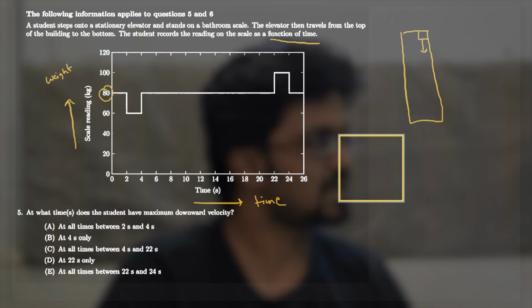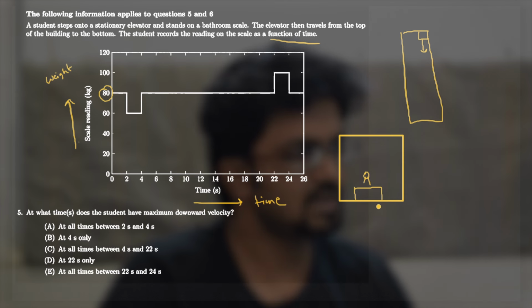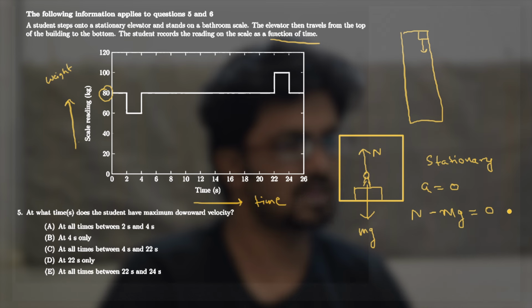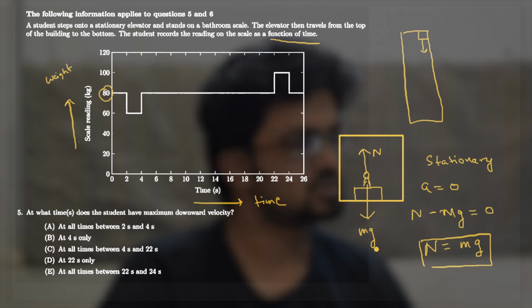There is this person standing on a weighing machine. As the lift is stationary, the weight of the person, mg, will act in the downward direction because it is always attracted towards Earth. In reaction, a normal reaction will act opposite to the direction of the weight. There is no acceleration at this time, so we can frame that N minus mg is equal to 0. So the normal reaction is equal to the actual weight of the person. When the lift is at rest frame, this 80 kg weight was shown.